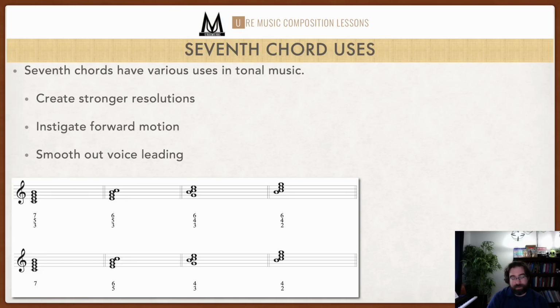So seventh chords can also be used to smooth out voice leading, because if you have what would otherwise be a skip, sometimes you can include a seventh chord that allows for smoother voice leading.